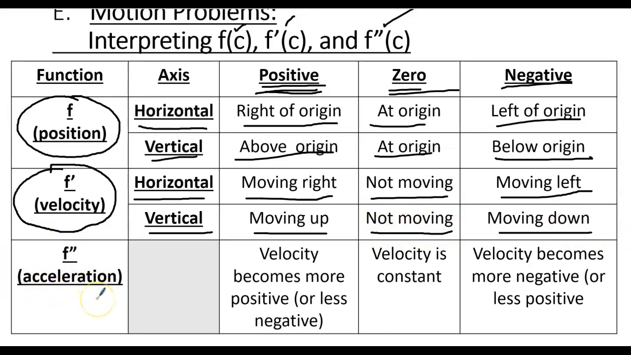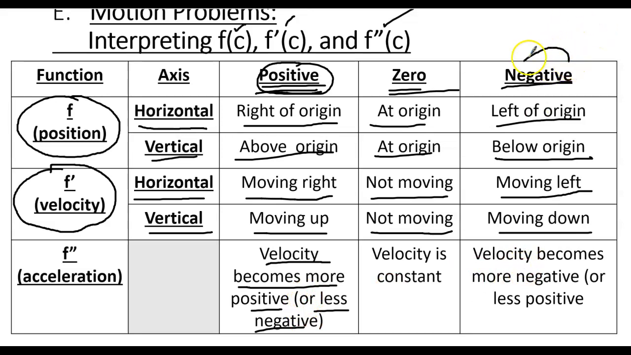Now, this one's a little bit more difficult to visualize. It doesn't really matter if you're on a horizontal or vertical axis for these ones, so there's no mention of that here. Basically, if you have a positive acceleration, that means your velocity is increasing, which can mean one of two things. It means that if it's positive, it's becoming more positive, or if it's negative, it's becoming less negative. Okay? In both of those cases, the velocity is increasing.